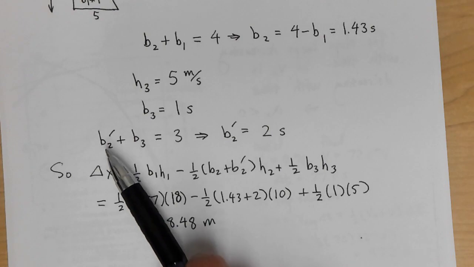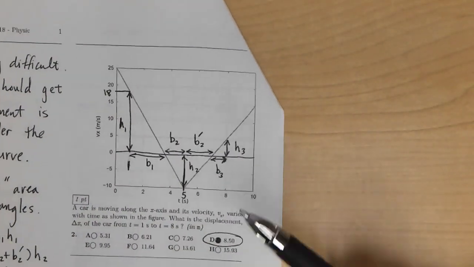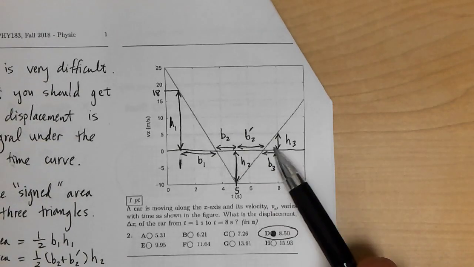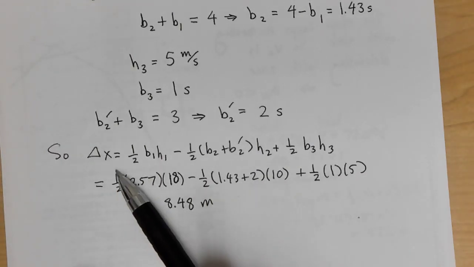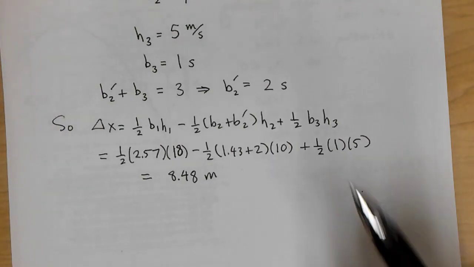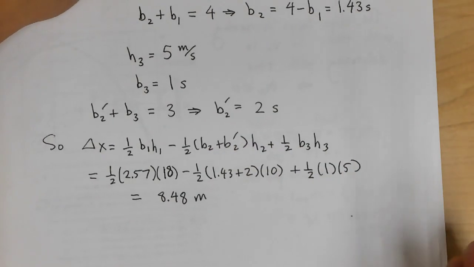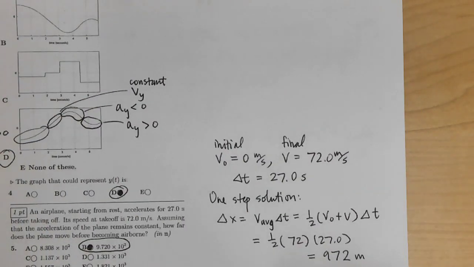No, actually there's one more. b2 prime plus b3 is equal to 3. That distance here is 3. And so that gives you b2 prime is equal to 2, and that's enough to solve for delta x. Okay, and you end up with 8.48 meters. All this stuff here is just a lot of similar triangle stuff, not really essential for the physics class.